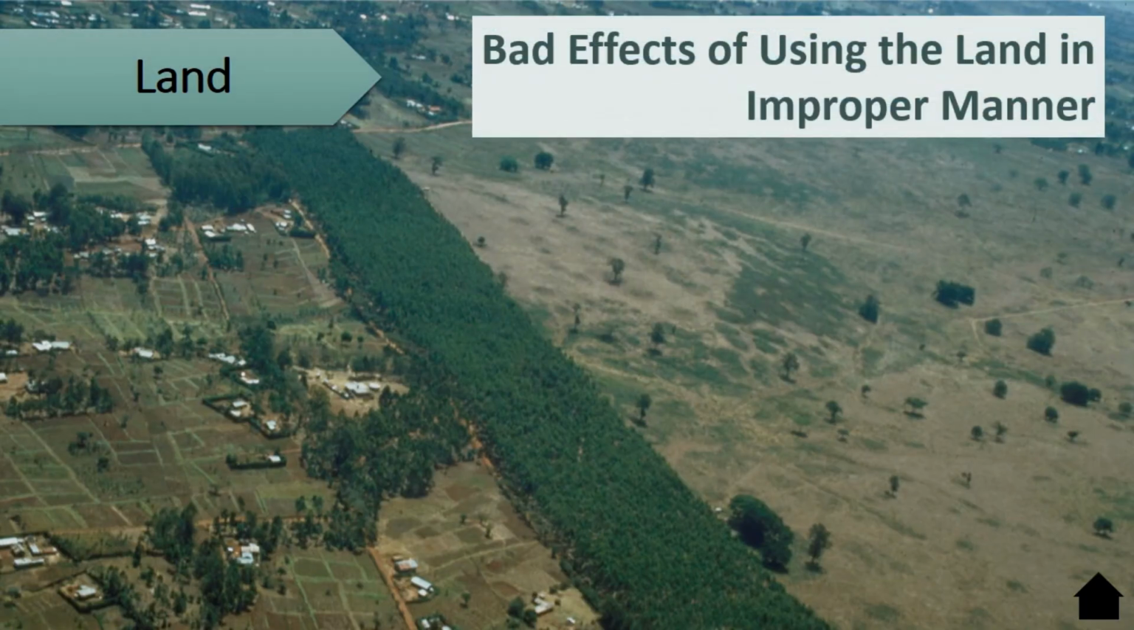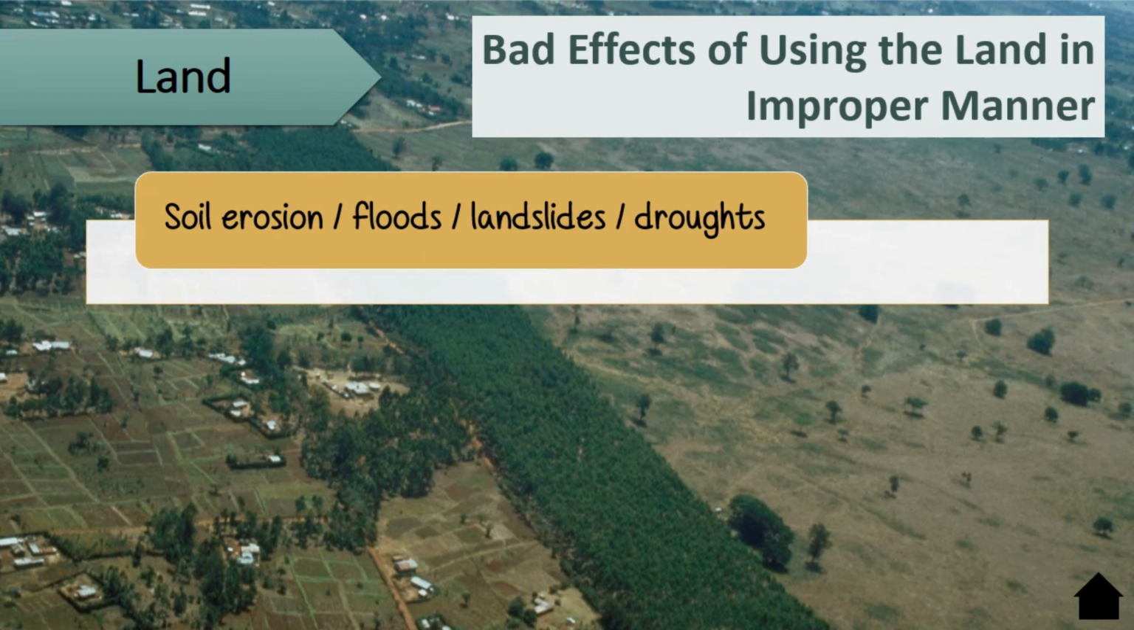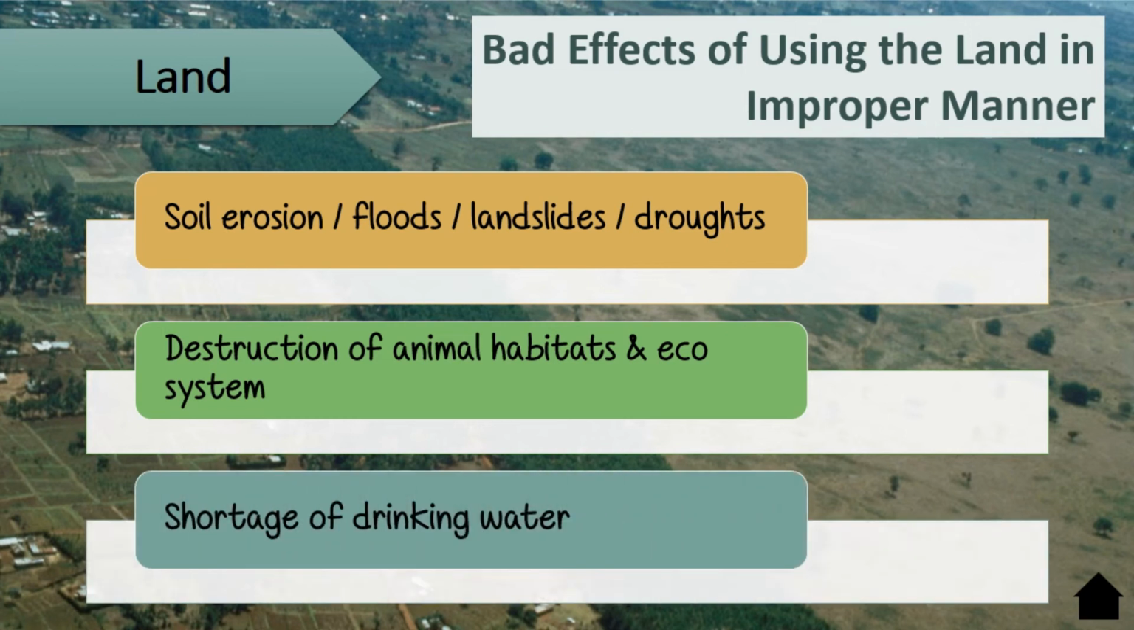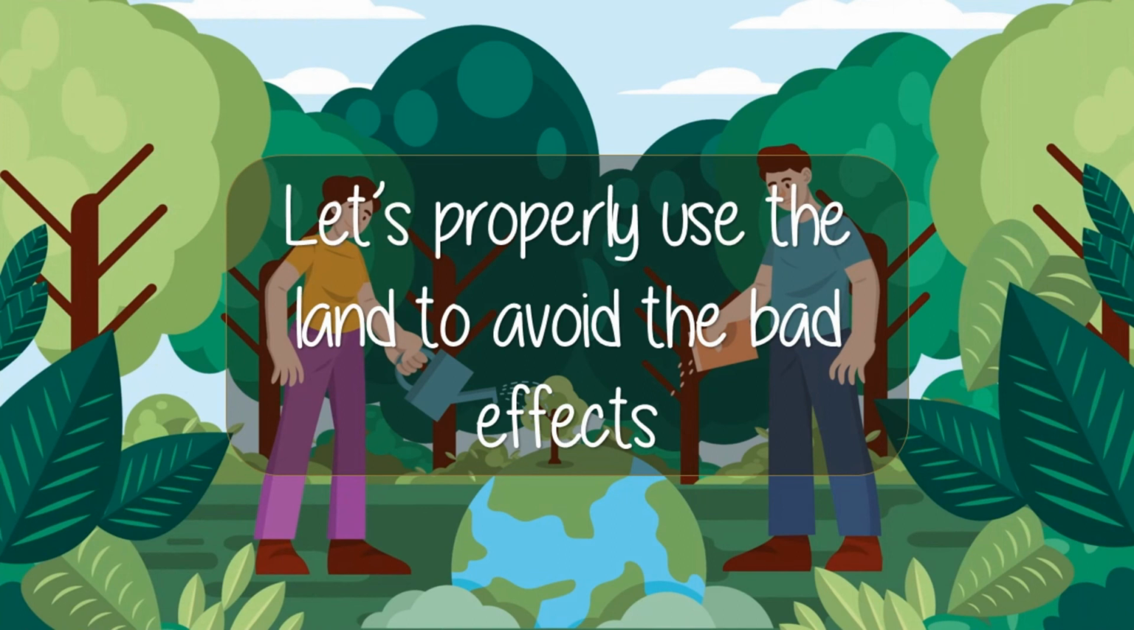The irregular use of land leads to bad effects like soil erosion, floods, landslides, droughts, destruction of animal habitats and ecosystems, and shortage of drinking water. Let's properly use the land to avoid the bad effects.